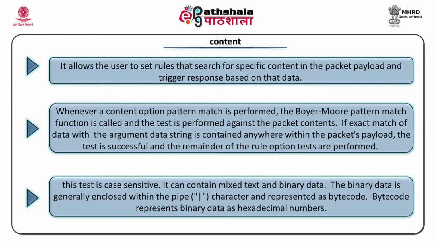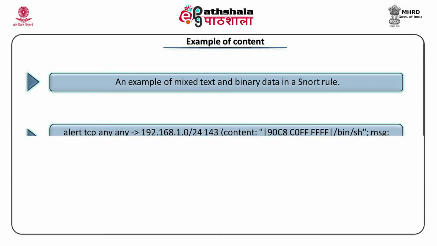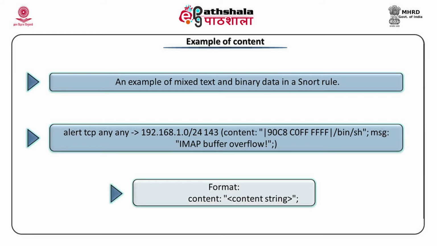Content keyword: we have seen that content can be enclosed within the pipe. The characters which are to be exactly matched should be written as they are. They are represented as byte code. Byte code represents the binary data as hexadecimal numbers, and they are a good shorthand for describing complex binary data. Now, when the packet comes, it has to be matched for the content. So, pattern matching is to be done. There are certain pattern matching algorithms, but Snort uses the Boyer-Moore pattern matching algorithm.